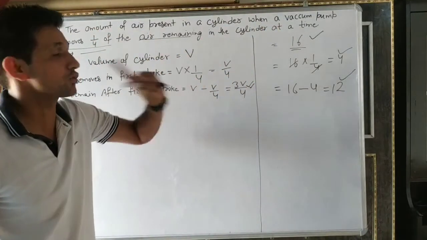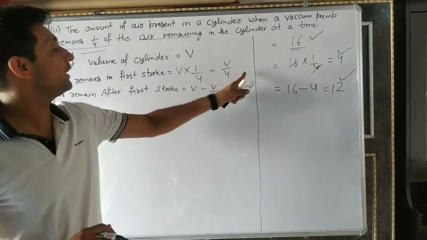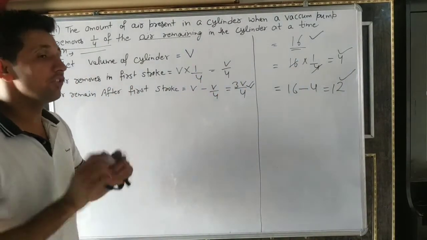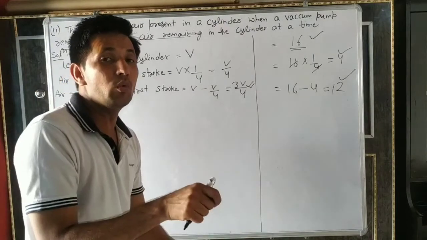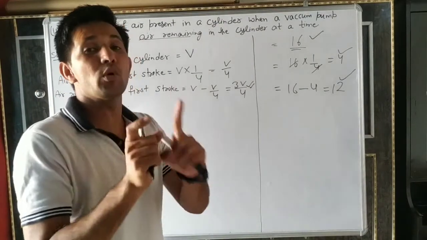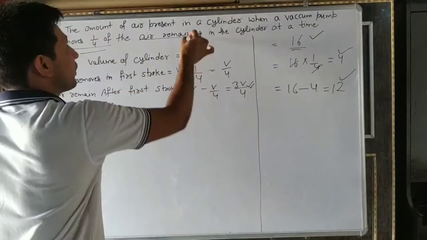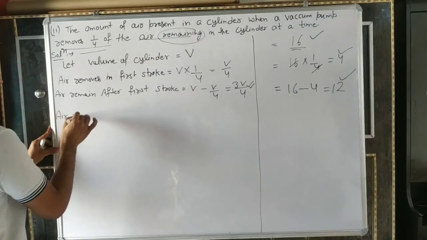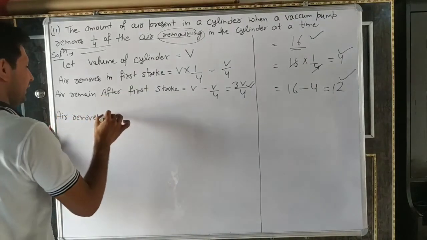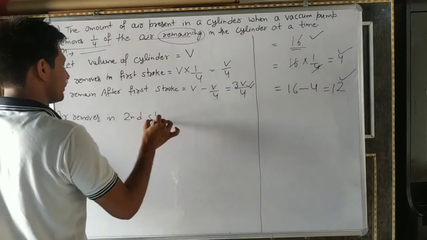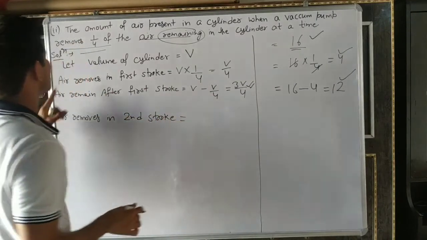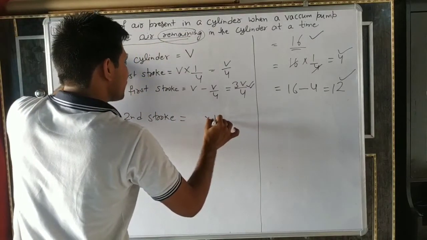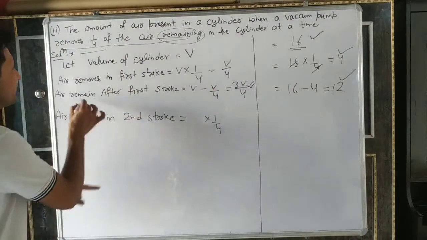So how much air is remaining now after the first stroke? 3V/4. Here 12 remains. Now, in the question it is given that every time the pump removes 1/4 of the remaining. This word is very important: remaining. So we will write air removed in the second stroke. Second stroke, how much? 1/4 of whose? Of the remaining.